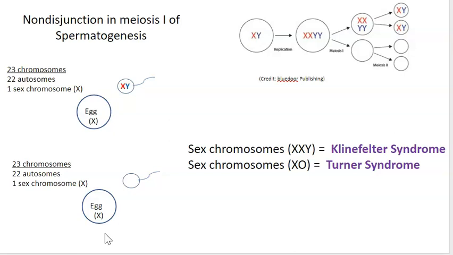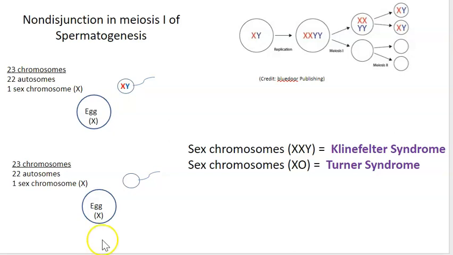Now, again, to diagnose this, one of the ways you could do this is by doing a karyotype. That would be a very quick way to really figure out whether or not someone has a genetic condition based on having an extra chromosome or missing a chromosome.